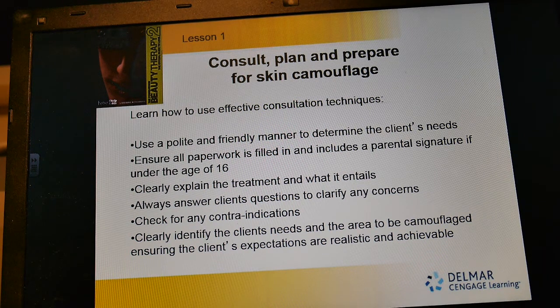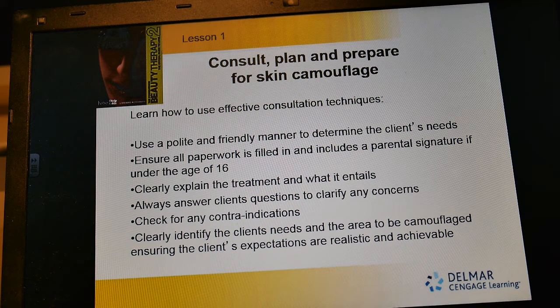However, if the client is under the age of 16, then what you need to do is make sure you've got parental consent and a parental signature if the client is under 16, and the parent or guardian needs to be present when you're performing the treatment as well. So bear that in mind as well.